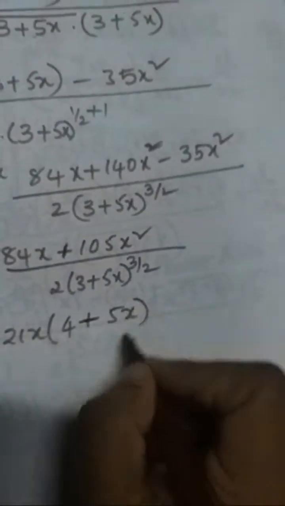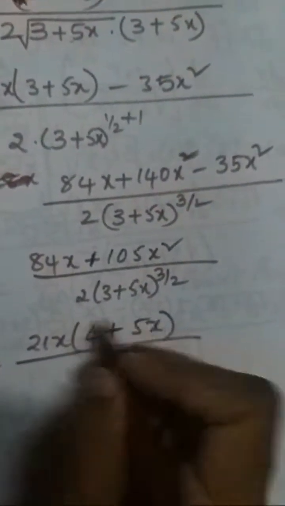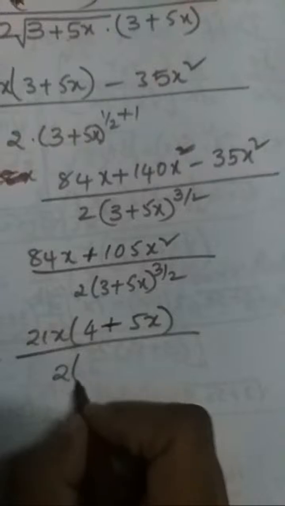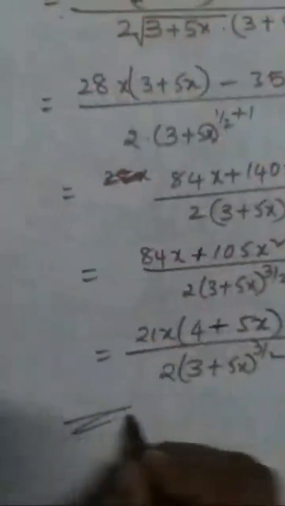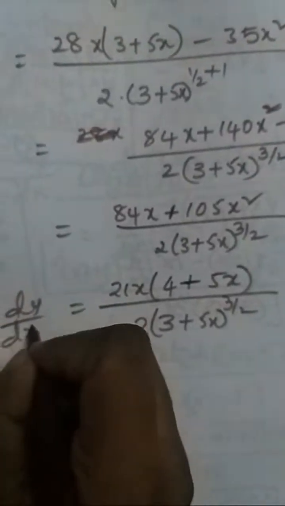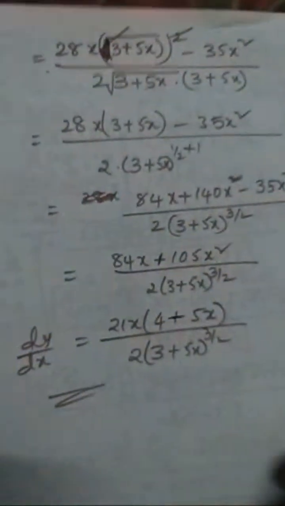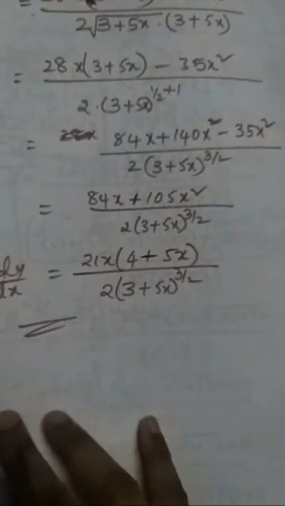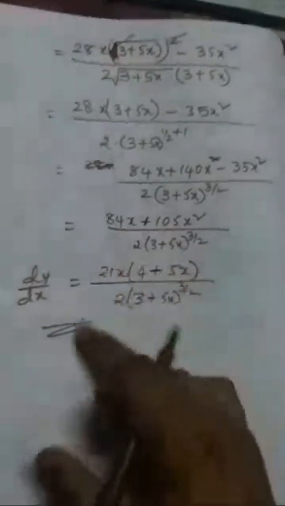Now with 5x as common, we are writing here 21x. The denominator is as it is, 3 by 2 power. This is the dy by dx. We have to simplify as much as possible. We have to get the simple value after simplifying the terms of x, differentiating x with respect to x, and we get this value.